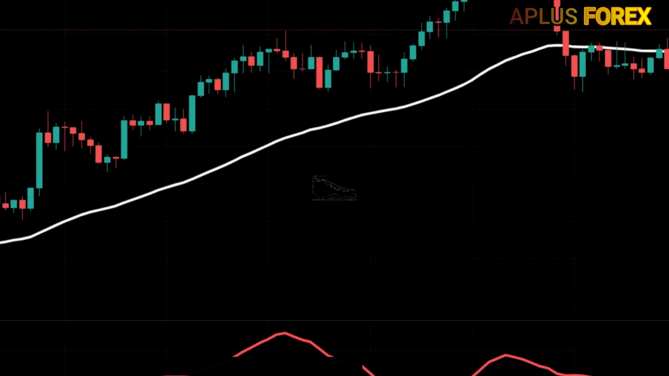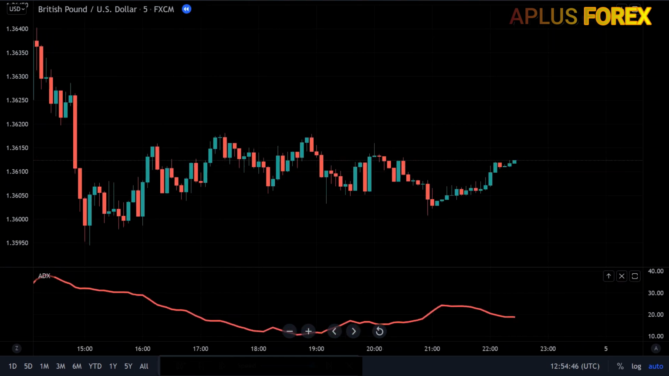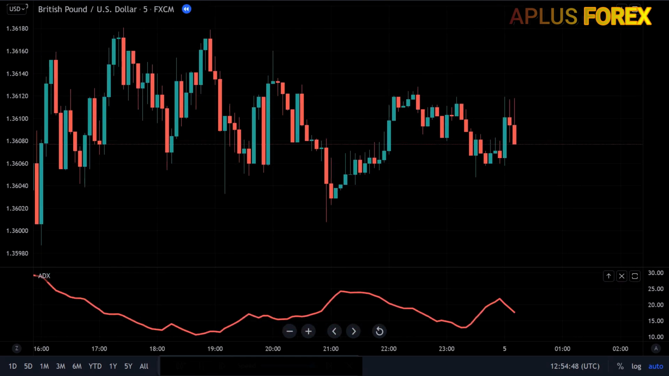To take a short position, we wait for the market to be below the 50 EMA, which indicates the market is in a downtrend. When the ADX rises above 25, this indicates the downtrend momentum is high, giving us an opportunity to enter into a trade. We put our stop loss just above this recent swing area, targeting a 1 to 2 risk to reward ratio.